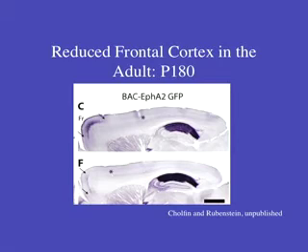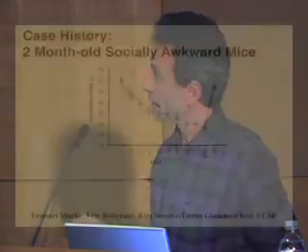We can again use this FA2-GFP transgene to label the frontal cortex, and you can see that the rostral cortical regions have very little. So they don't recover their frontal cortex as they get older. These are 180-day-old animals. So here's a behavior assay in which the animals failed.